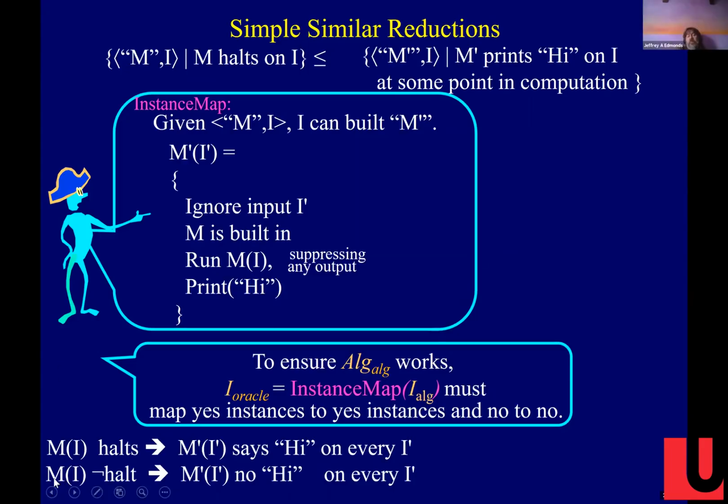What happens if M halts on I? Sorry, if M doesn't halt on I, then M prime is never going to say hi. No matter what the input is, it will never say hi. Right? Yeah, makes sense. Everybody get that? I just changed it from what we did before so that M prime ignores its input. That's the only change.